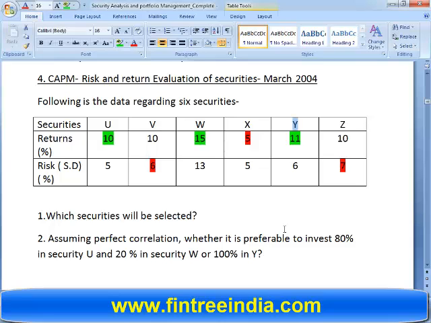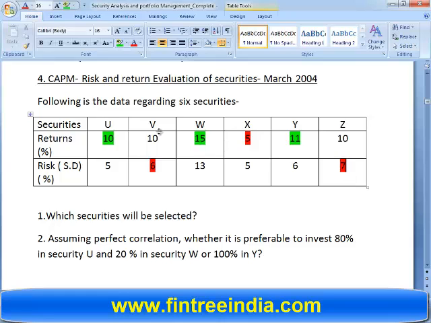U, W and Y. See, in step 1, we will eliminate 3 securities. This one's return is 10%, this one's return is 10%, this one's return is 10%. U, V and Z have the same return. But the fact that V and Z have higher standard deviation than U, V and Z would be eliminated. Followed? Should I repeat this again?